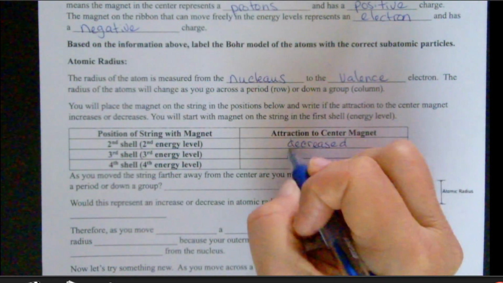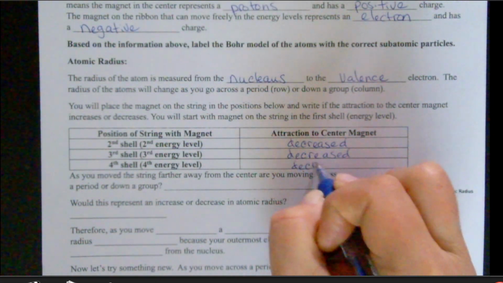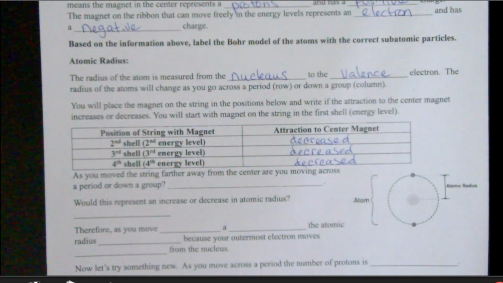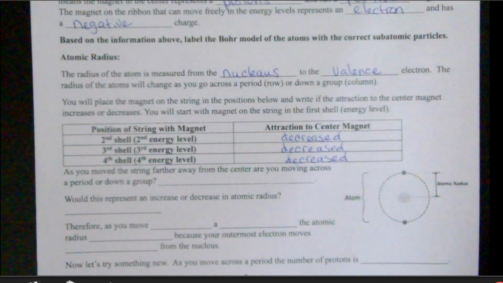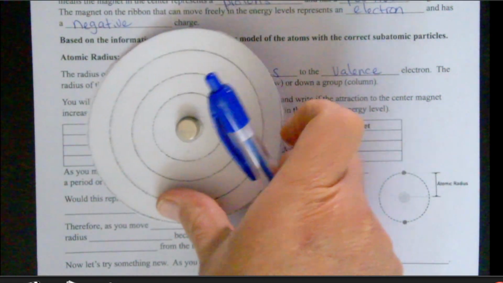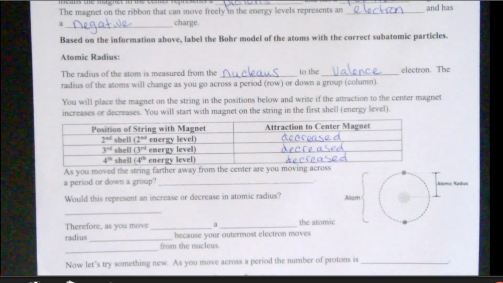And then as we went farther and farther out, it decreased even more. So you can think as those valence electrons move farther from the positive nucleus that they're attracted to, that attraction decreases and the atomic radius increases. So as you move the string farther away from the center, you are moving down a group. So as we went out from first energy to second energy to third, that is actually going down a group on the periodic table.